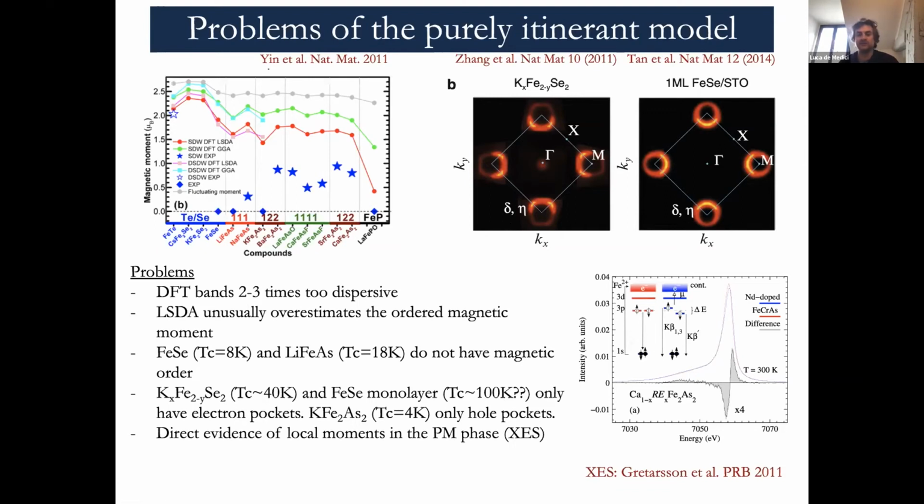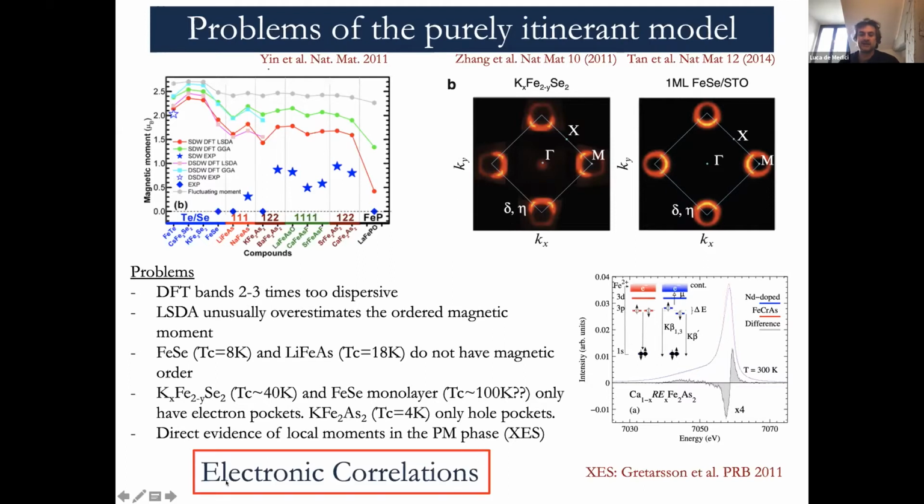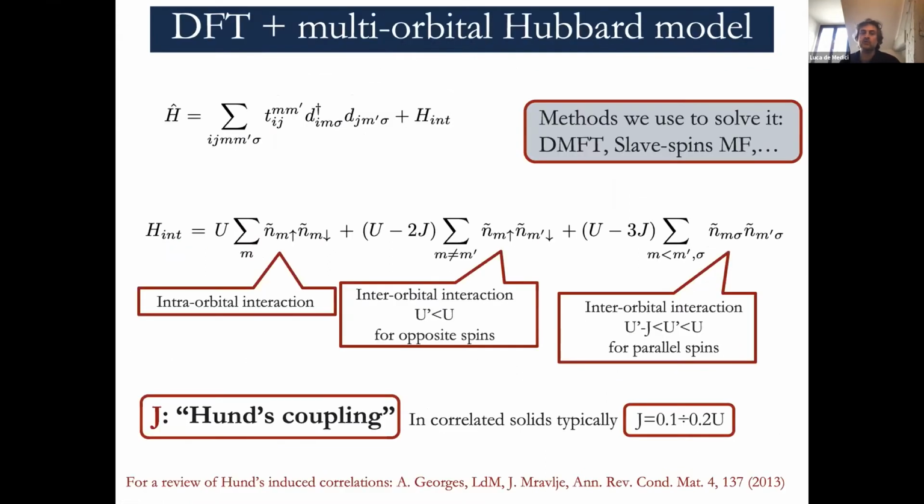So it's clear that electronic correlations should be taken into account, dynamic electronic correlations, which are missing in the purely itinerant model. And also there is direct evidence from X-ray emission spectroscopy of local moments in the paramagnetic phase. So how do we introduce this?